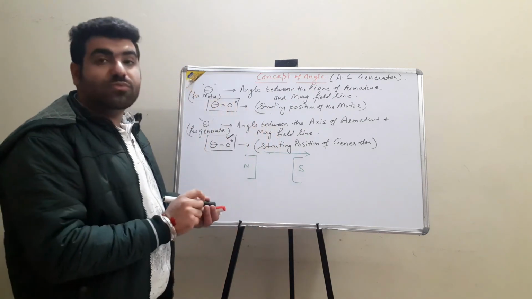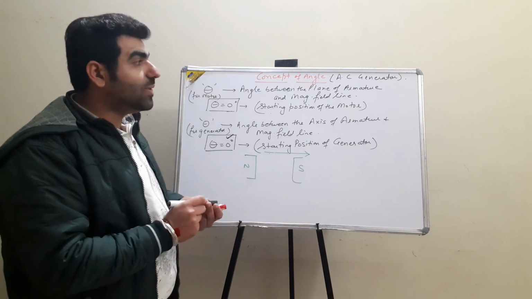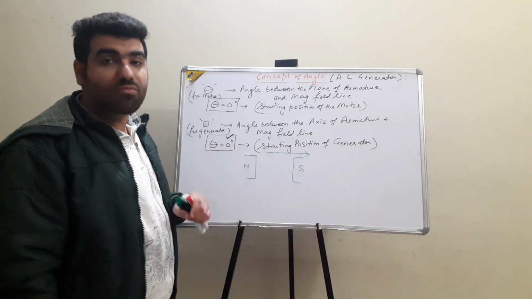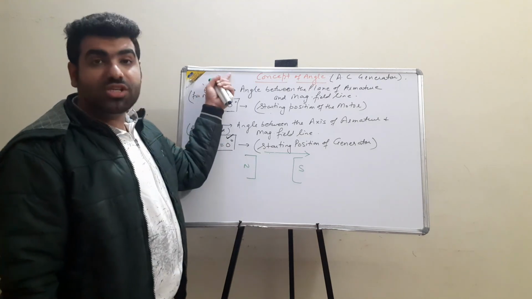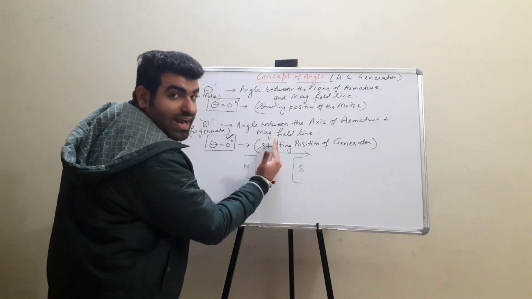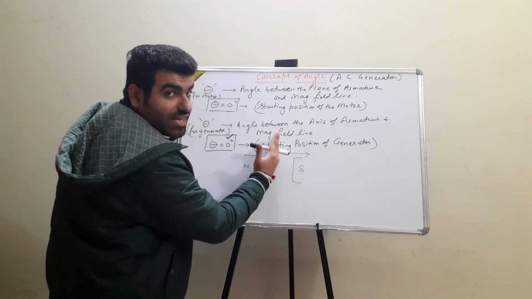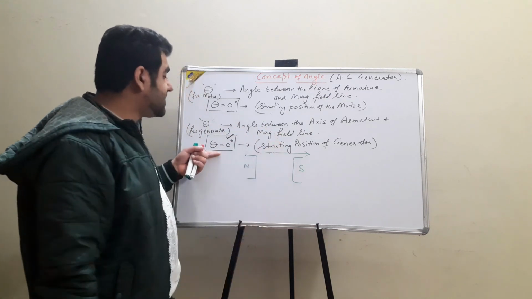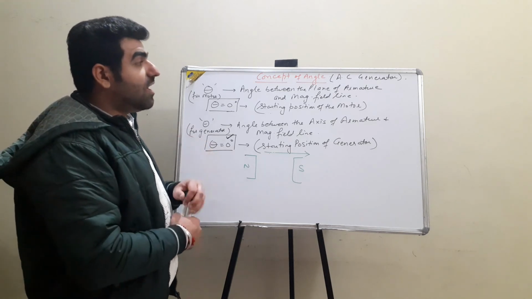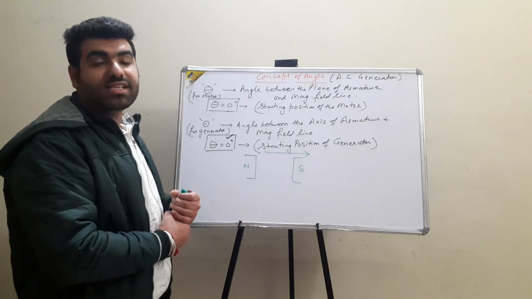Alright, so this is one of the important concepts that we should know before starting with the working part of the AC generator: the starting position of the generator is like this. The plane is perpendicular to the magnetic field line, but the axis of armature is in the direction of the magnetic field line, giving theta as 0 degrees. So after this, we'll now start with the working part of this AC generator.